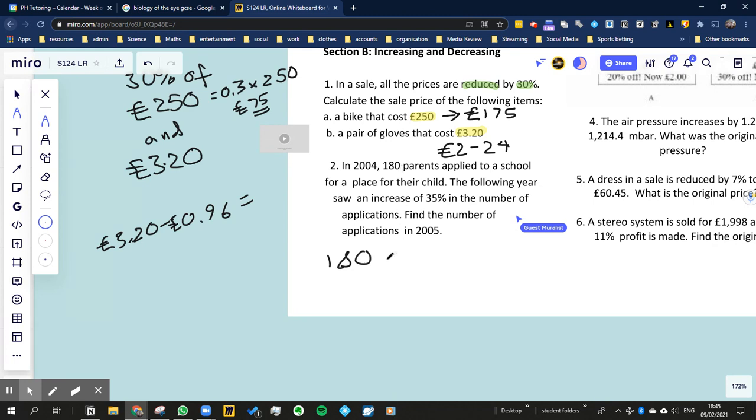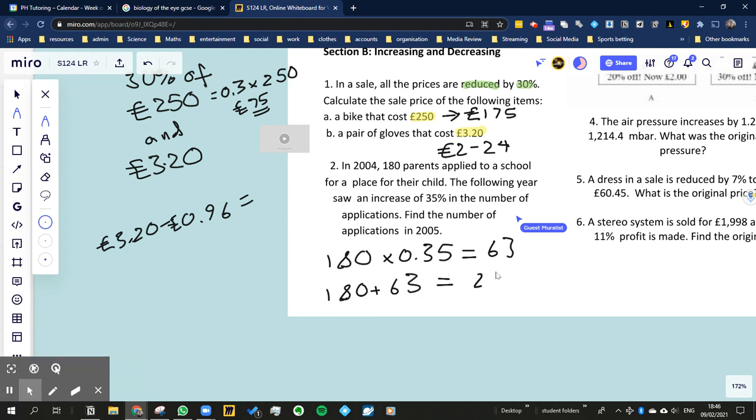So we did 180 times 0.35, and that was 63. Then we said, well, if it's increased by 63, then basically it's gone up 180 plus 63, and that makes 243. So here's the shortcut.